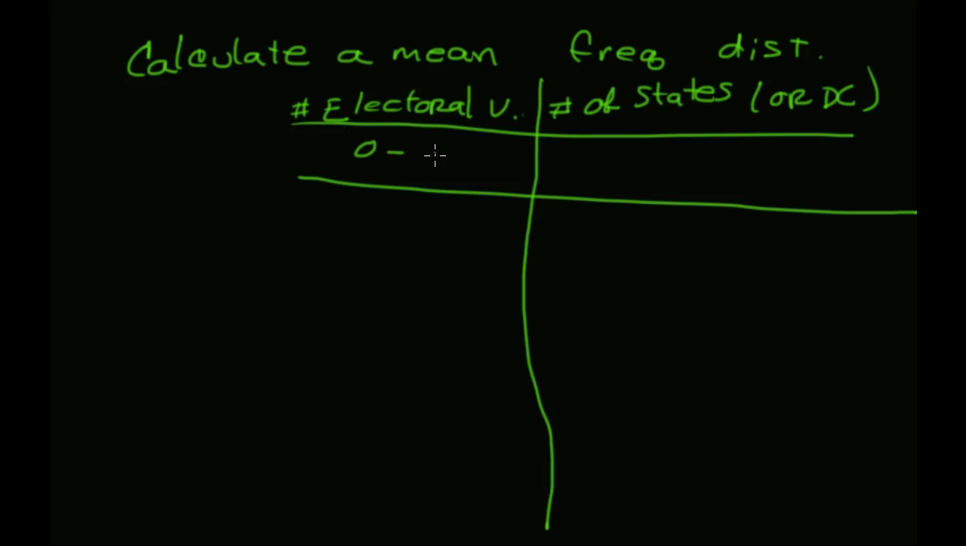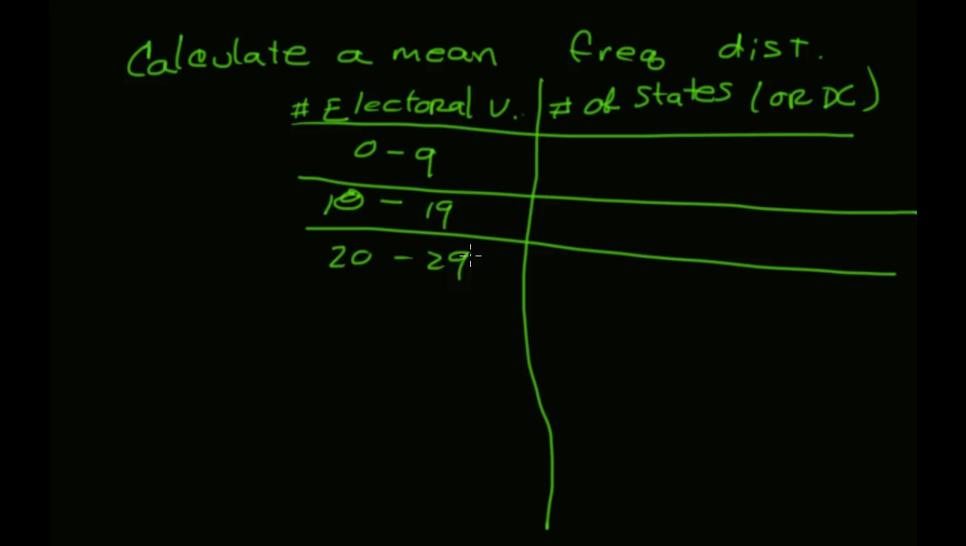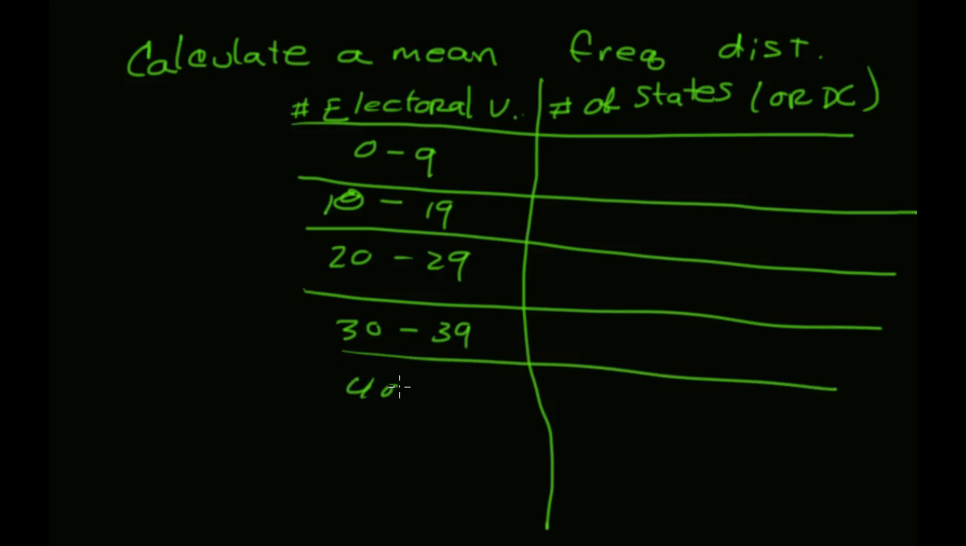So we'll break this into classes of size 10. So it goes 0 to 9, 10 to 19, 20 to 29, 30 to 39, 40 to 49, and 50 to 59. We don't have to go any further because California with its 55 votes is the only state with that many.